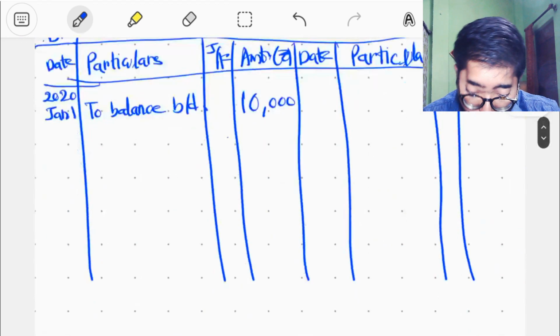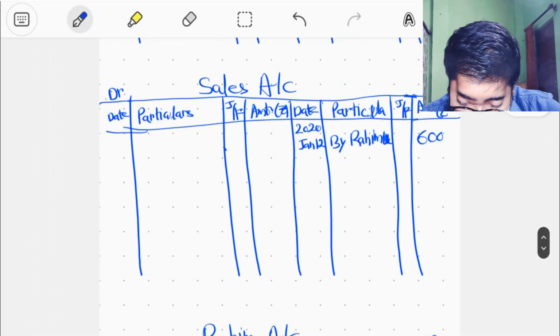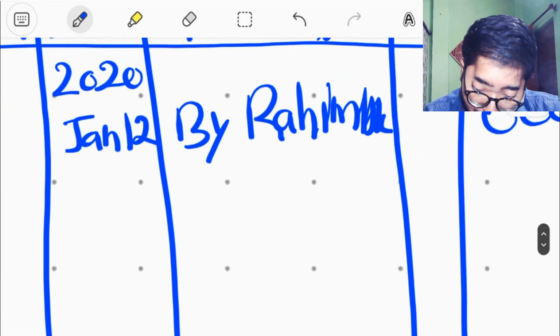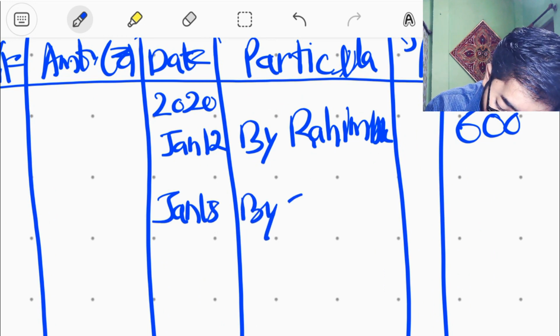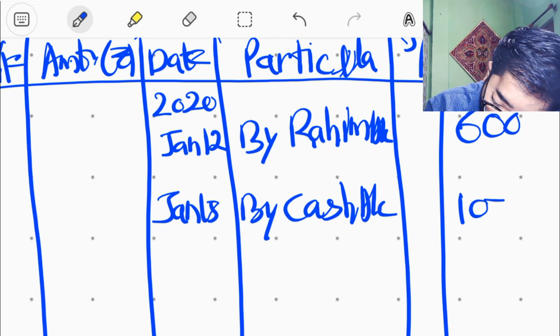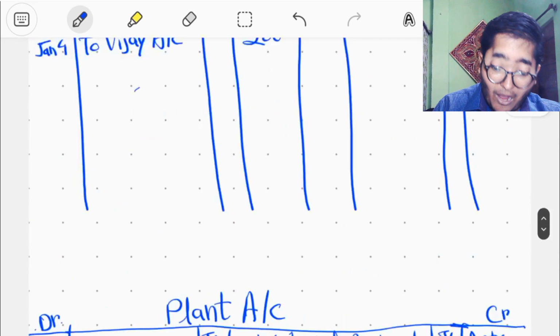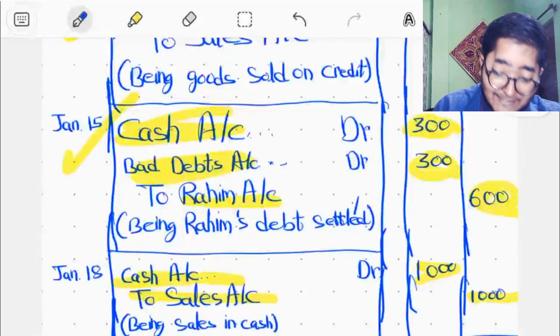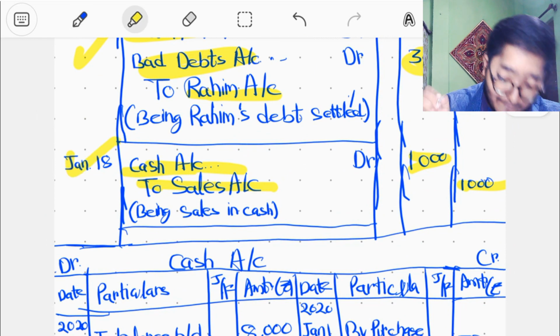Sales account would also be by rupees 1000. Why? Cash account is debited by 1000. That is why sales account is a credit balance. That is why on January 18th, sales account is credited by cash account for rupees 1000. And yes, our posting is successfully completed. All the ledger posting is done.